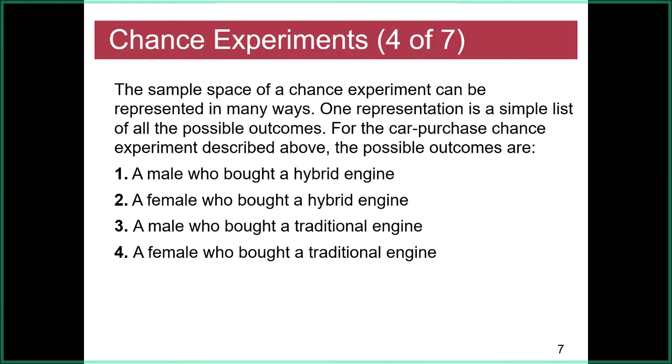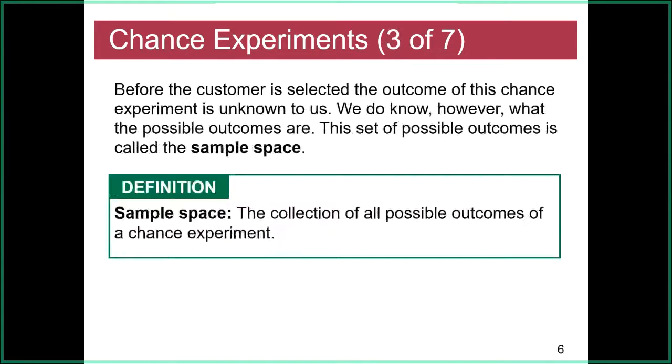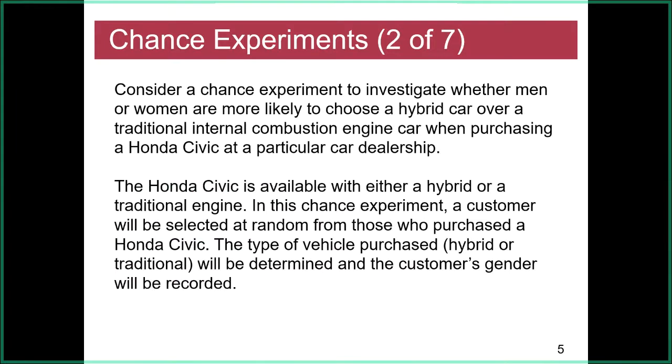One representation is a simple list. So we could just list all the possible results that can come out. For the car purchase chance experiment described above, a random customer is selected, and the chance of what type of car they're going to purchase is what we're looking at here. We have the Honda Civic available, either hybrid or traditional engine. What will they purchase?